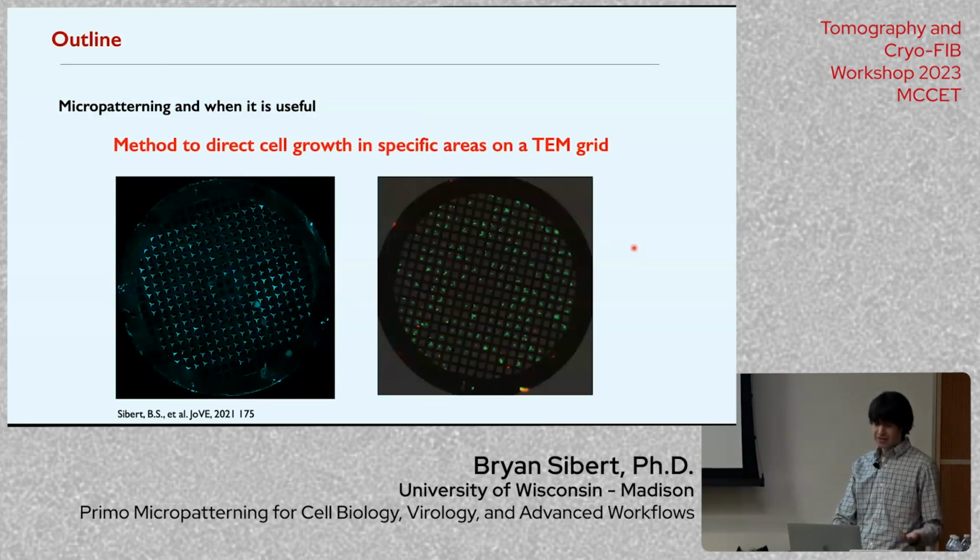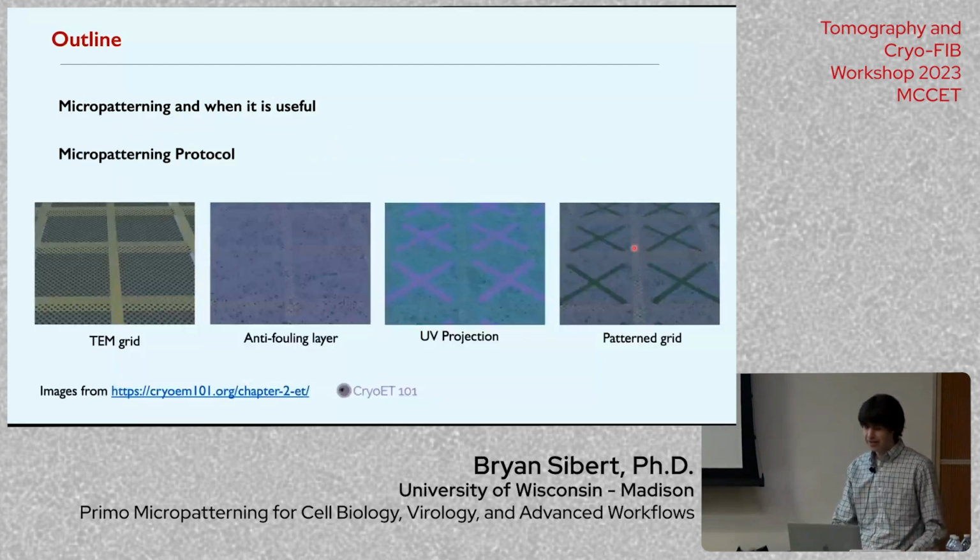As far as when it's useful, if you're growing cells on grids, it will be useful for you. I'll go into a little more detail why in the future, but there is some optimization. So the question is really not, will it help you, but do you need it? Is that optimization worth the benefit you'll get? And that really depends on your cells and your project.